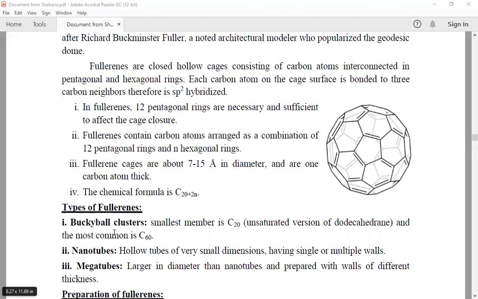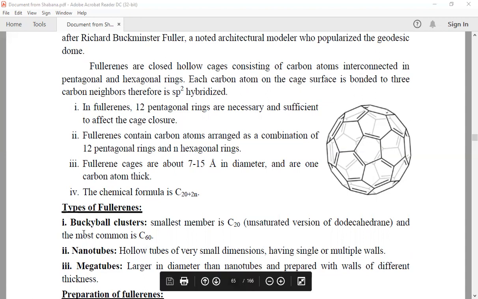the smallest member is C20, which is known as the unsaturated version of dodecahedrane. And the most common is C60. The most common fullerene is C60. But the buckyball cluster has a small member ring, which has only 20 carbon atoms.